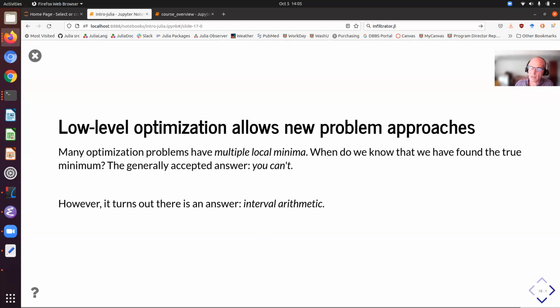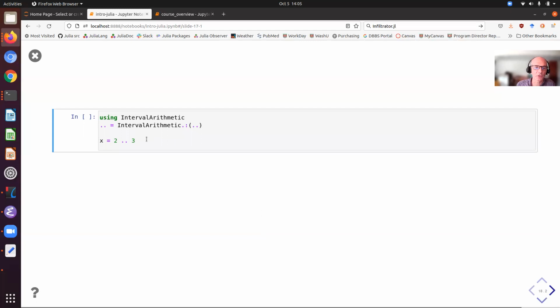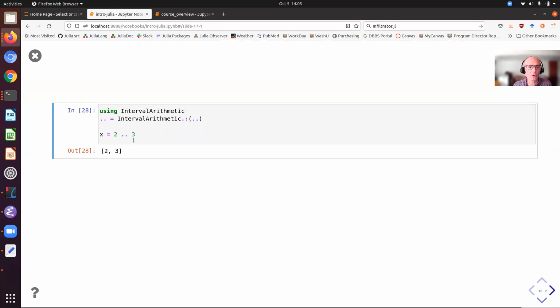And it comes down to being able to actually exhaustively check all the function values using a more efficient approach than checking each of an infinite number of locations. And it's to use a branch of mathematics called interval arithmetic. So in interval arithmetic, if we use the interval arithmetic package, we can create an interval. This denotes essentially all continuous numbers between 2 and 3.